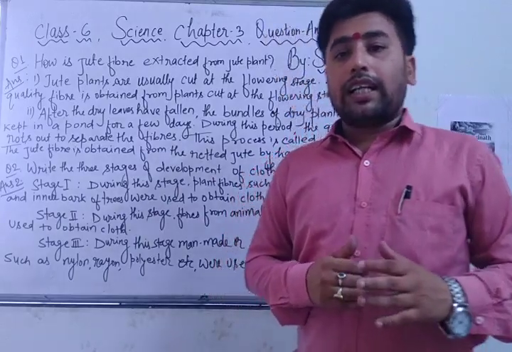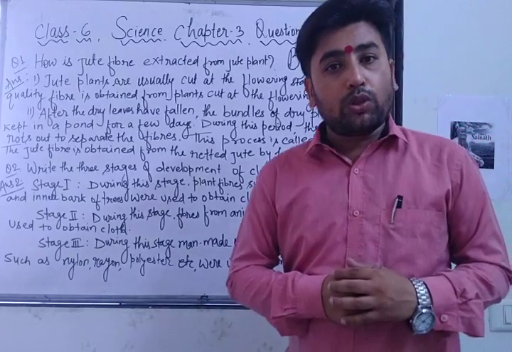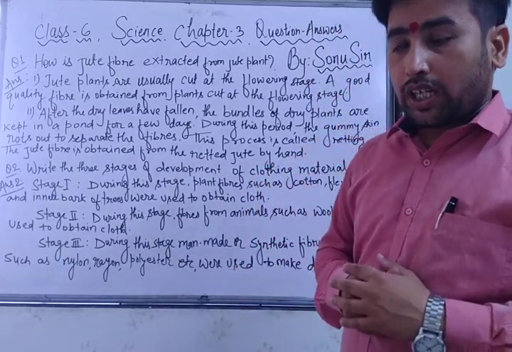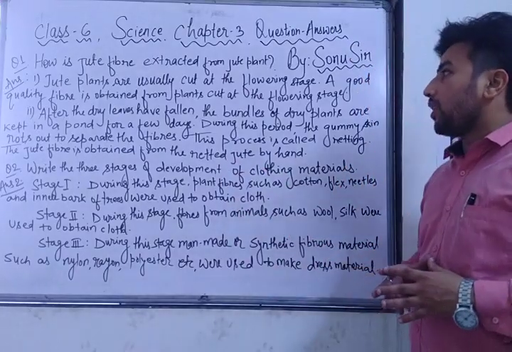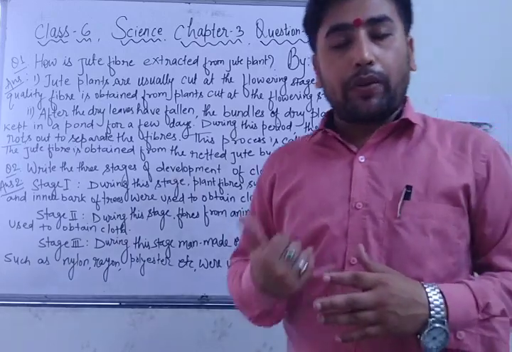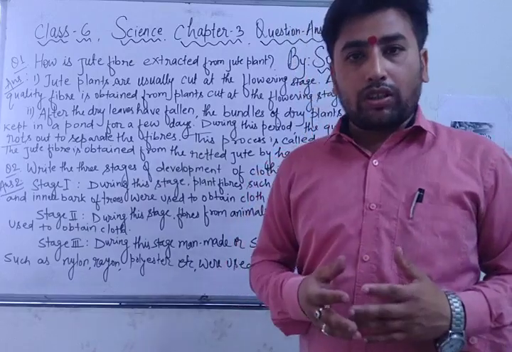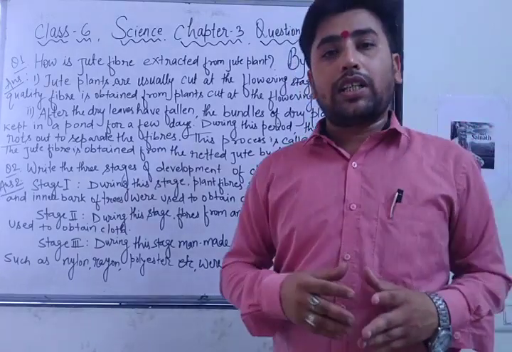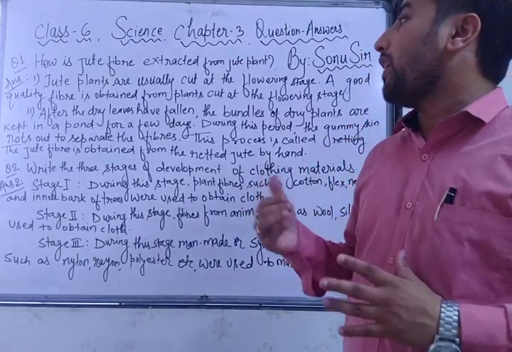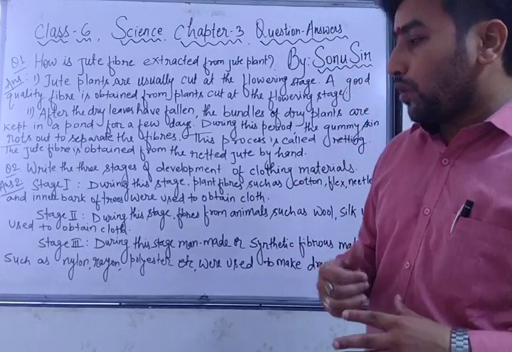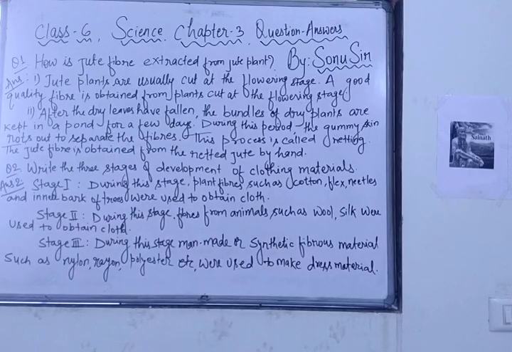So my dear students, let's start chapter number 3, some long question answers. In the previous video I had explained some short question answers. So let's start long question number 1: How is jute fiber extracted from the jute plant? In the previous video I explained this orally. Many of you may not have written it in your notebook, so I have written this answer on the board. You can write it comfortably, and after that I will explain all these answers.